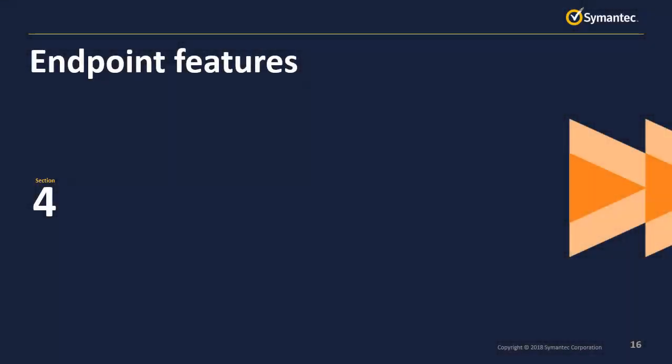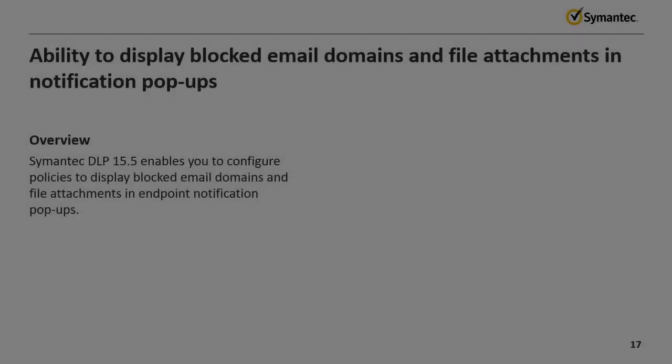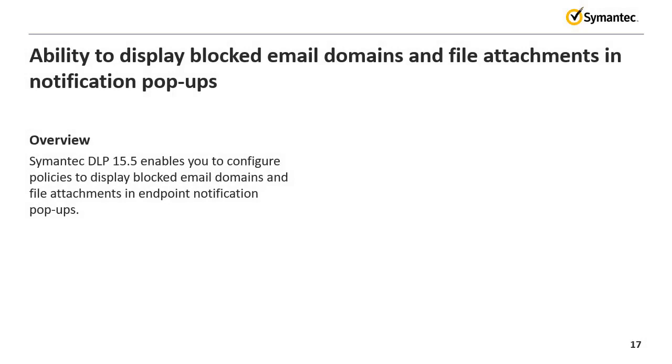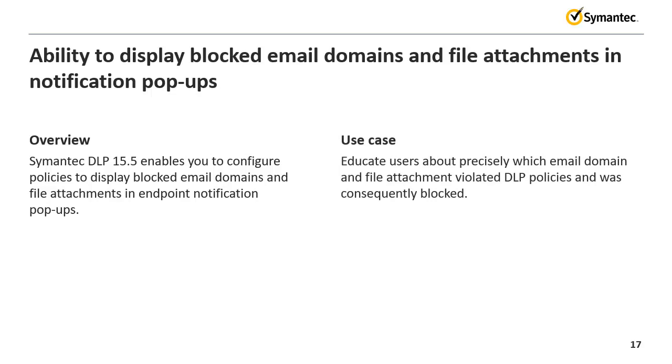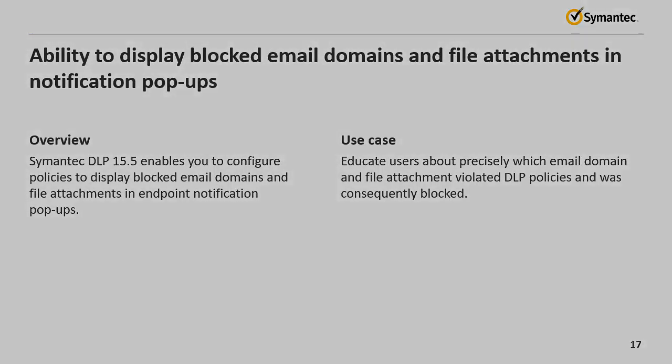In this section, we discuss new endpoint features. Symantec DLP 15.5 enables you to configure policies to display blocked email domains and file attachments in endpoint notification pop-ups. This new feature enables organizations to educate users about precisely which email domain and file attachment violated DLP policies and was consequently blocked.